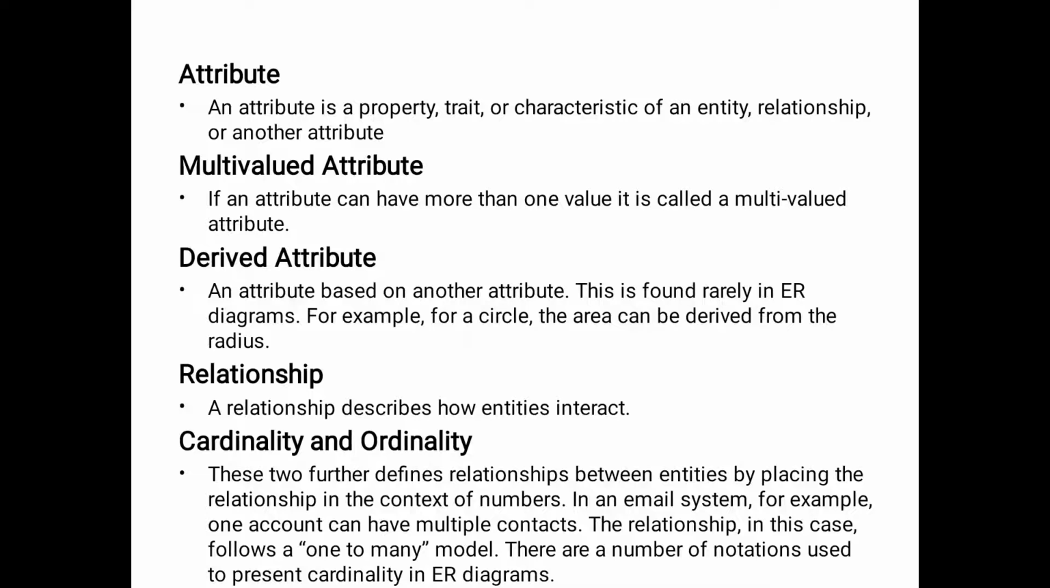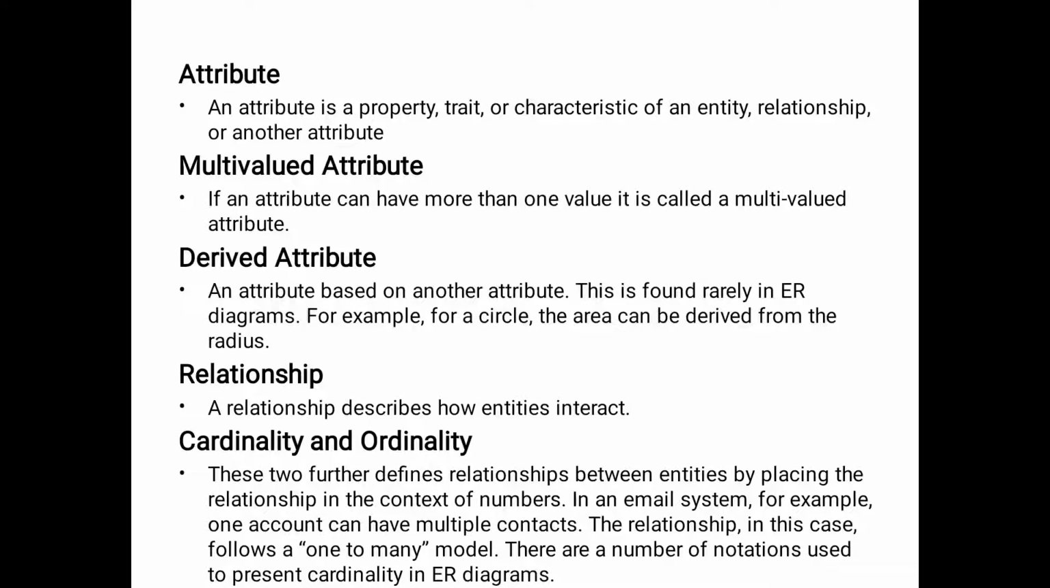Here are some definitions regarding some elements: attribute, multivalued, derived, relationship, cardinality and ordinality. So what do you mean by attribute? An attribute is a property or a trait or a characteristic of an entity, relationship or any other attribute. Multivalued means more than one value is known as a multivalued attribute. Derived means an attribute based on another attribute. This can be found rarely in ER diagrams.